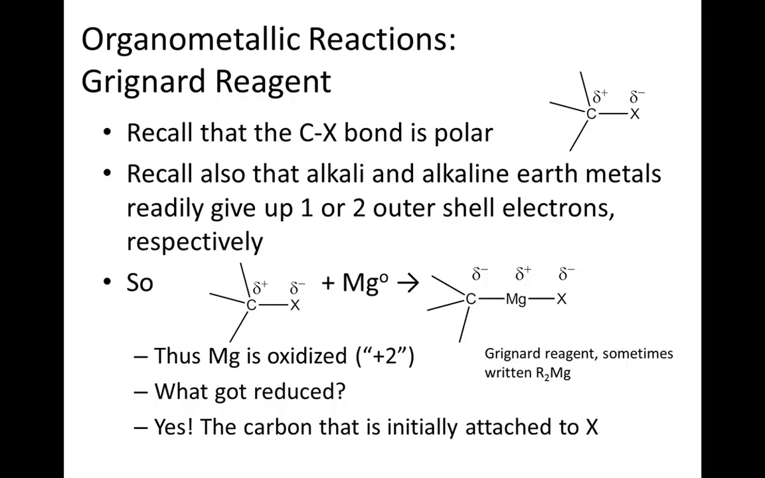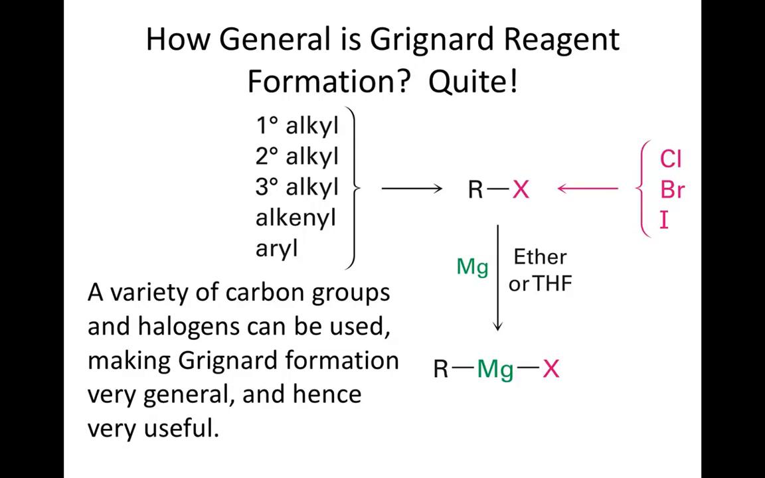And so what can we do with that? One question you want to know is, how general is it? And it is very general. In other words, you can have any type of carbon attached directly to this halogen and be able to make it into a Grignard reagent. So it could be a primary, secondary, or tertiary alkyl carbon group. It could be vinyl or alkenyl. It could be aryl, in other words, attached directly to an aromatic ring. Any of those things will work, and our 3 typical halogens also work to make Grignard reagents.